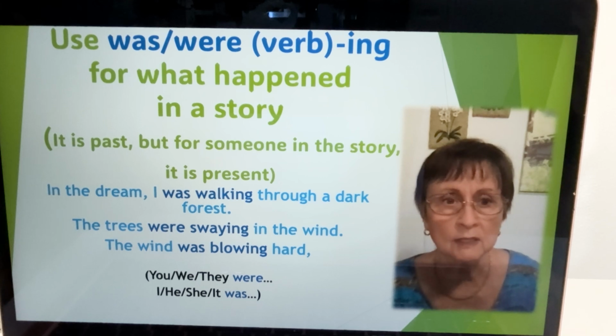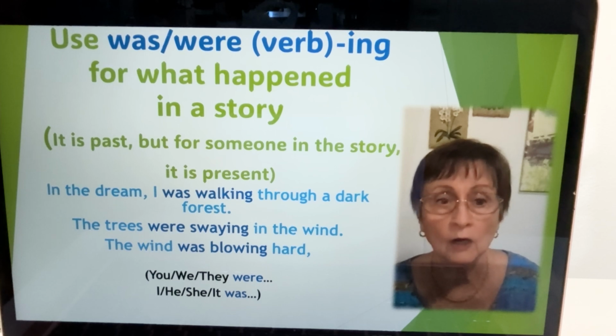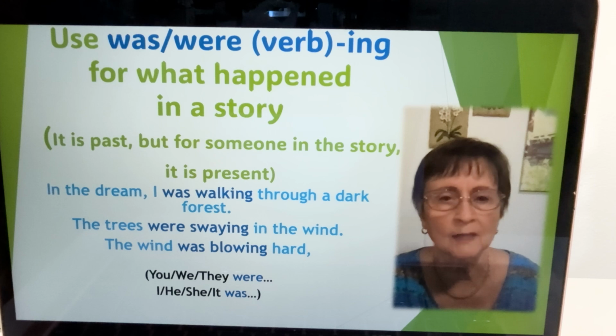Now, there's a little tricky thing about the pronouns that go with it. I switches to the same form as he, she, or it. You, we, they still get the plural one, were, but I, he, she, or it all get was. I didn't get a special one all by itself anymore.